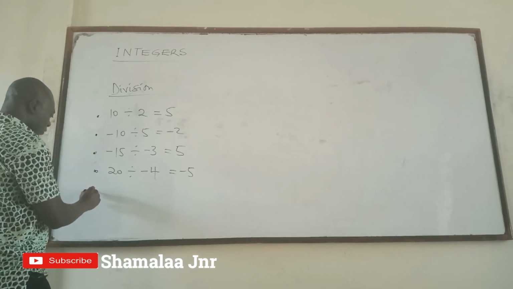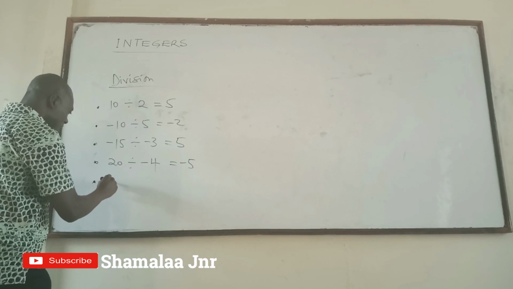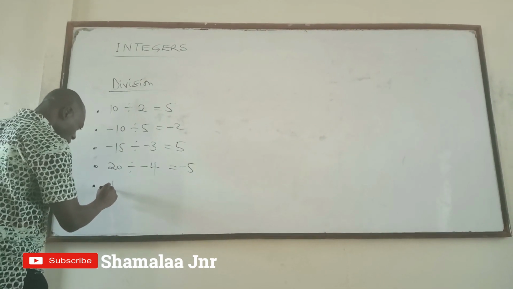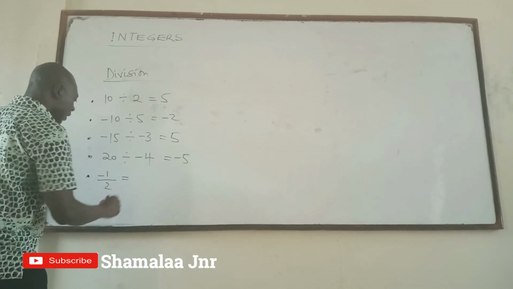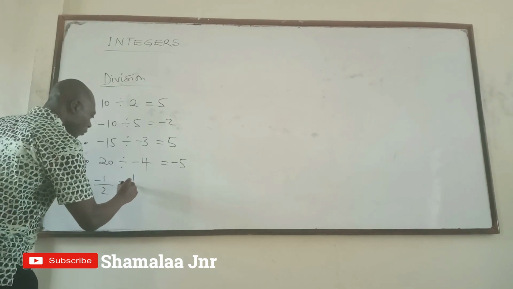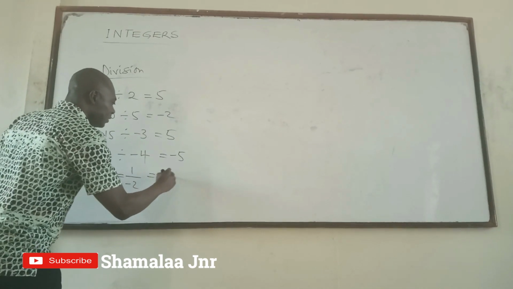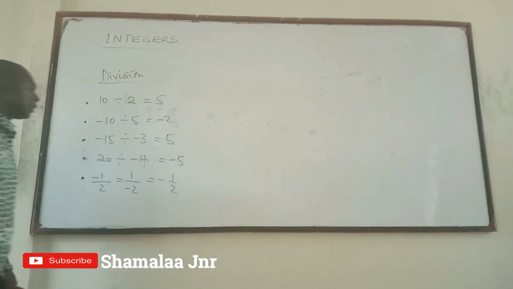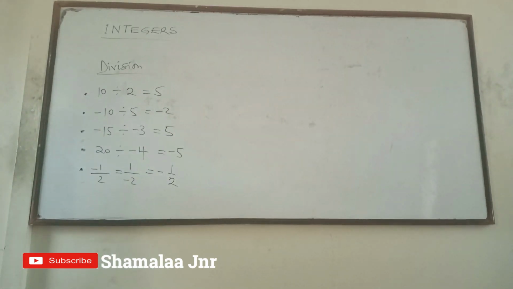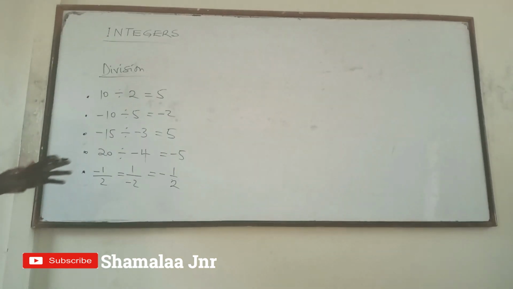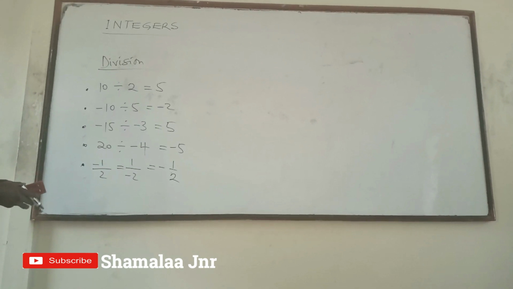And then you can also write this one. Take note of this. When I write -1 over 2, it is the same as 1 over -2. And it's the same as negative of 1 over 2. They are the same. So take note of this. So this is basically what division of integers is about.